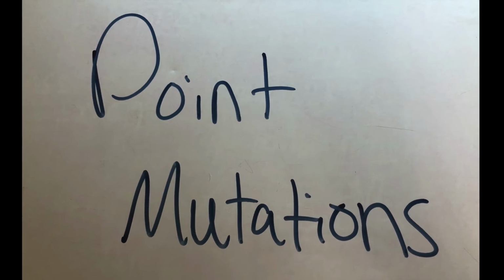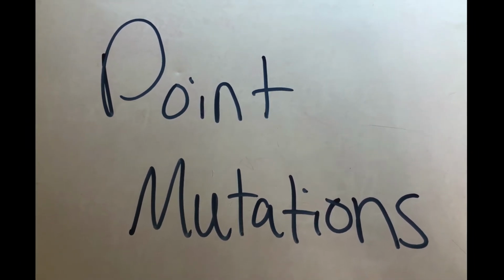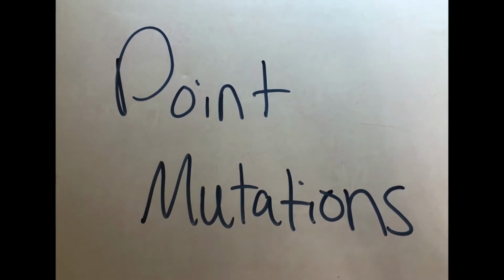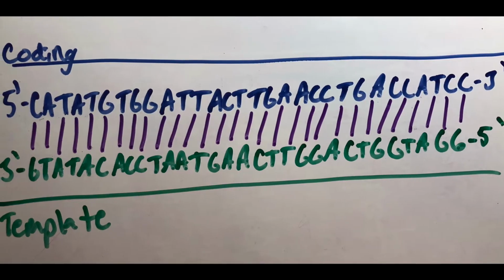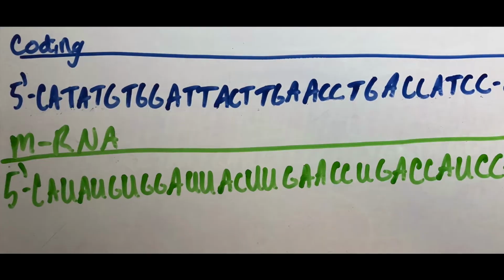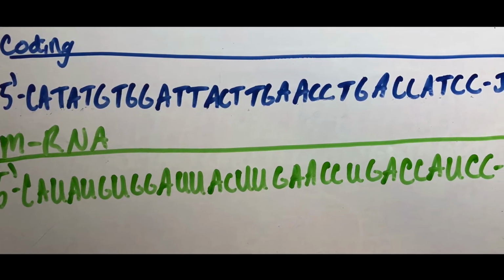Hello, I will be discussing how DNA point mutations can be analyzed by comparing the amino acids they produced. Here is a practice coding and template strand of DNA. We will unzip the DNA, focusing on the coding strand and the messenger RNA, or mRNA, that it produces.